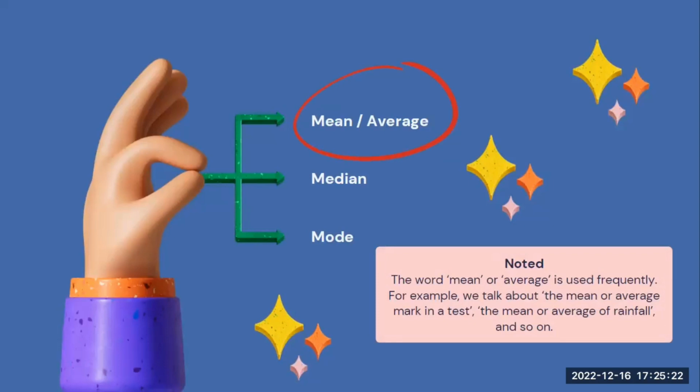The word mean or average is used frequently. For example, we talk about the mean or average mark in a test, the mean or range of rainfall, and so on.